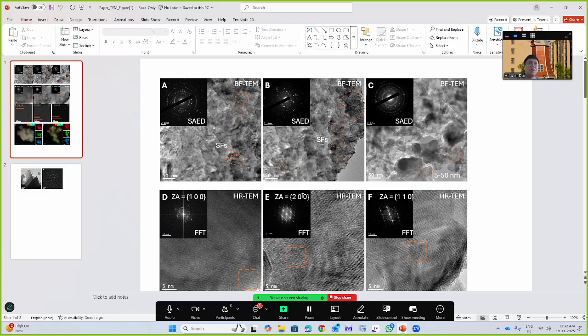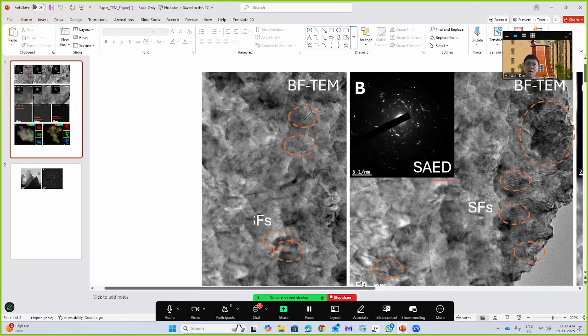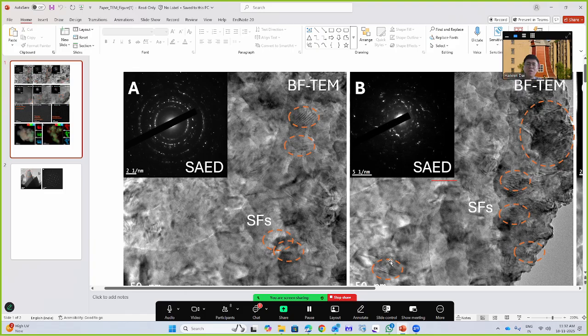So first of all, from the bright field TEM images, there are three different regions. You can see a lot of small grains, about 5 to 50 nanometers. If you zoom in on one of the orange circle regions, you can see a lot of high contrast areas with bands, and typically this indicates stacking faults within these regions, and it's very apparent within all the different small regions.